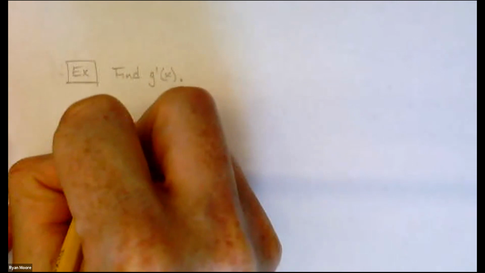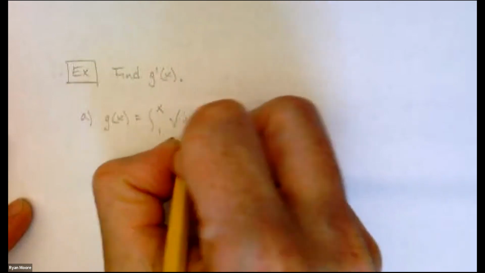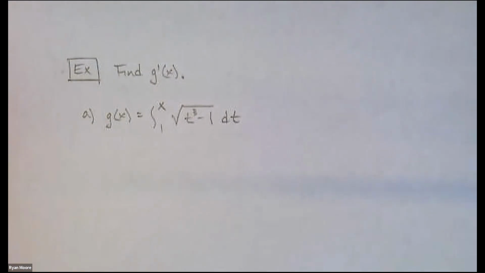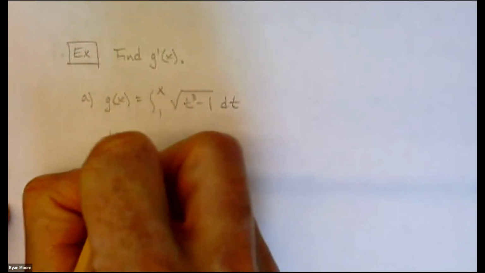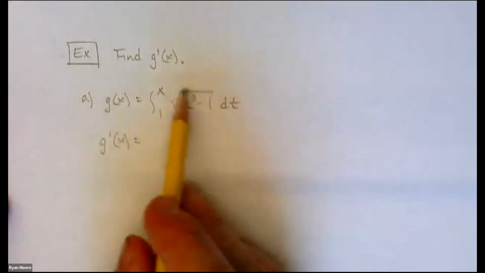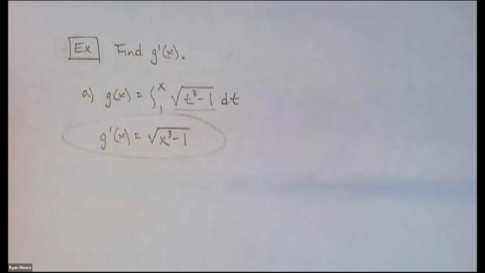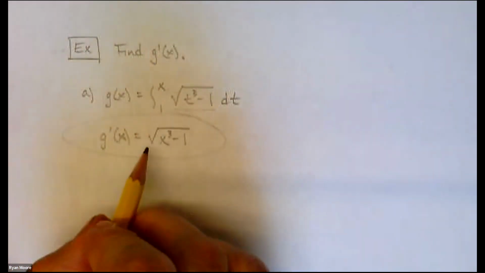Part A. We're told that g of x is the integral from 1 to x of square root of t cubed minus 1 dt. All right, now that we know the fundamental theorem part 1, we can go immediately to our answer. What is g prime of x? Here's f of t. So all we're going to do is repeat that, but put an x in place of the t, and we got it. No work at all, since we know this theorem that integrals and derivatives cancel each other out.